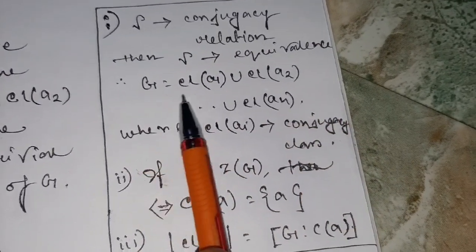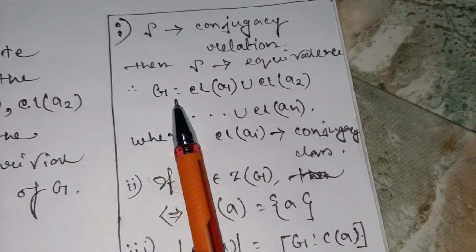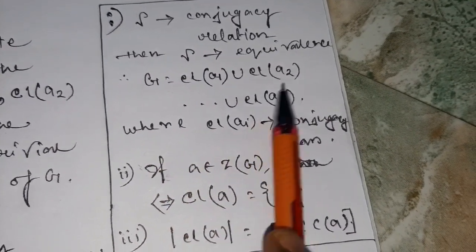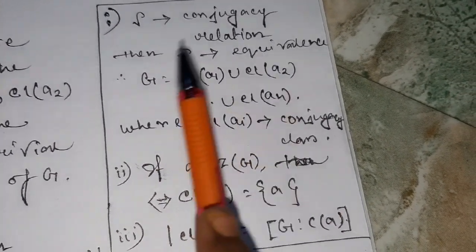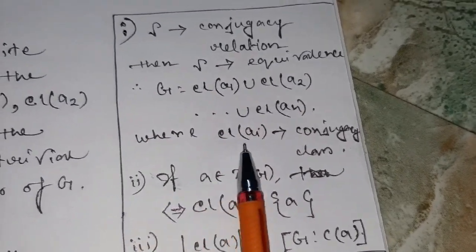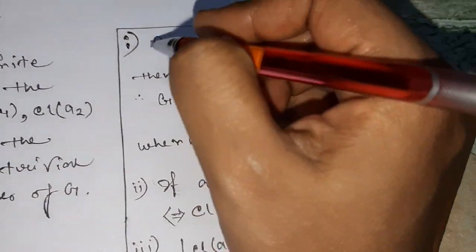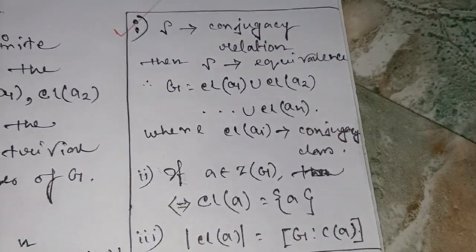That means G is partitioned into the conjugacy classes. So my G is equal to class of A1 union class of A2 up to class of AN. It can be written, okay, where my class of AI is conjugacy class. This is the first thing which we have already learned from our lecture 1.